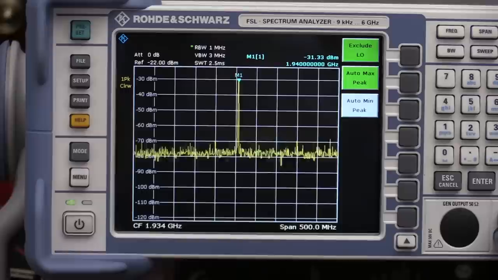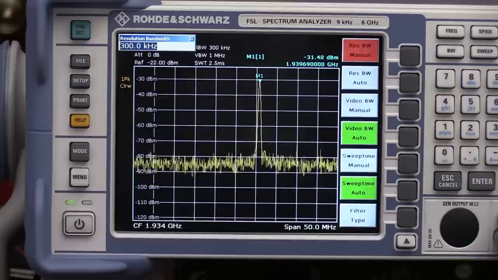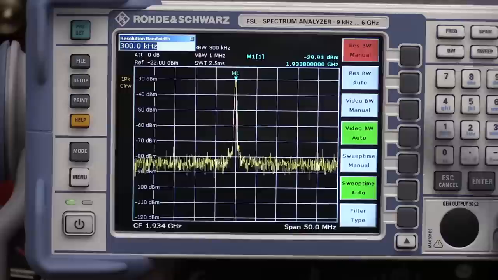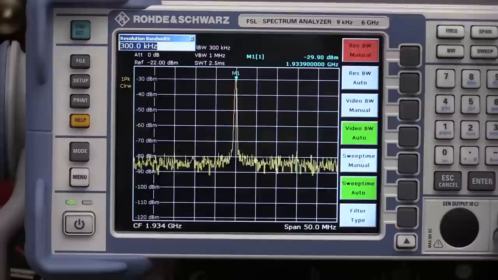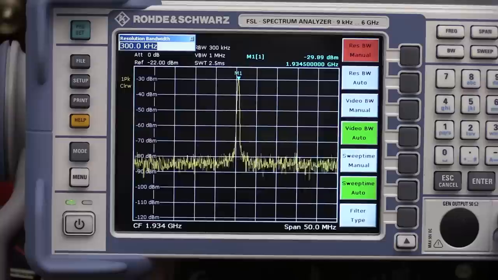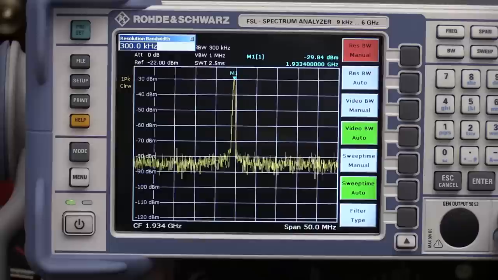So let me change the span to, let's say, 100 megahertz. Or better, 15 megahertz. And I change the bandwidth. So you can see when I'm moving the screw, it changes the frequency. And one thing I noticed is that, unlike when I was moving the back wall of the cavity in my design, the power generated by the Gunnplexer actually doesn't change. That's why they have screws instead of a moving back wall. I think this is a much better way of tuning the oscillator. It stays at the same level, minus 29 dB.